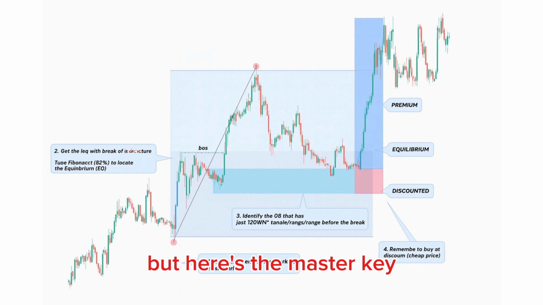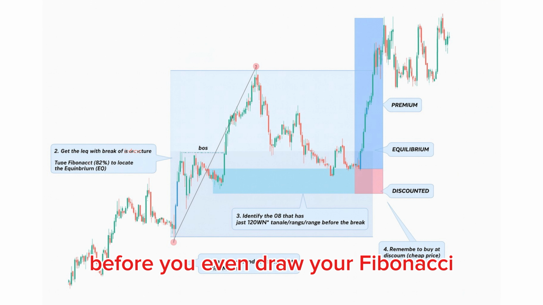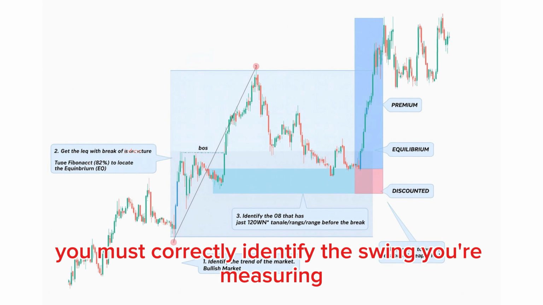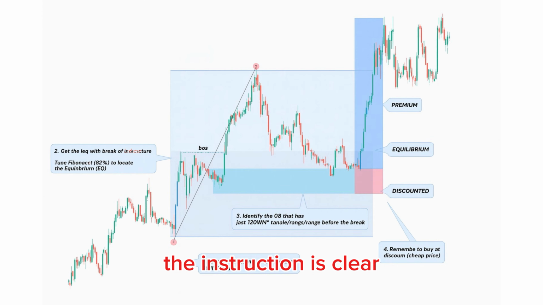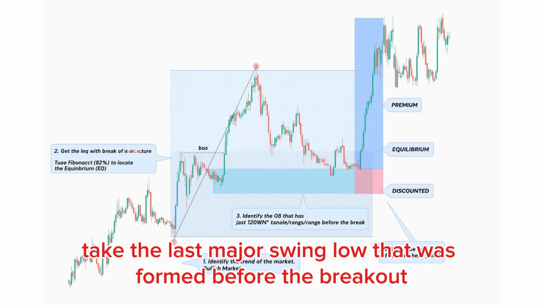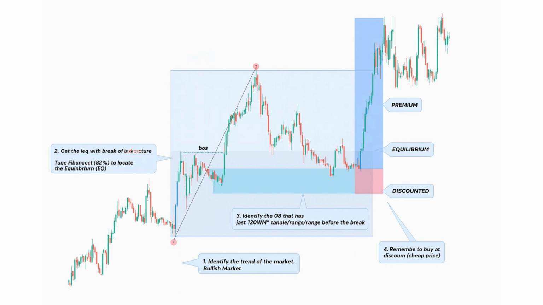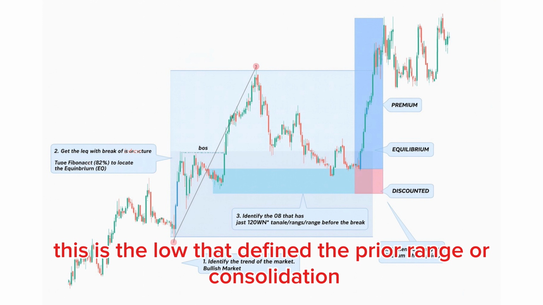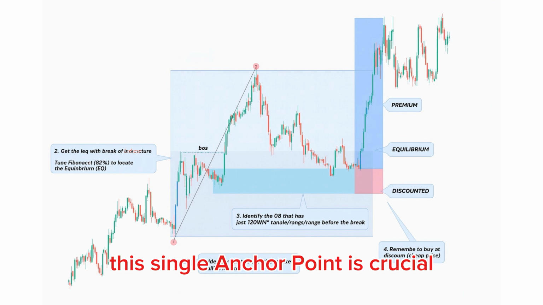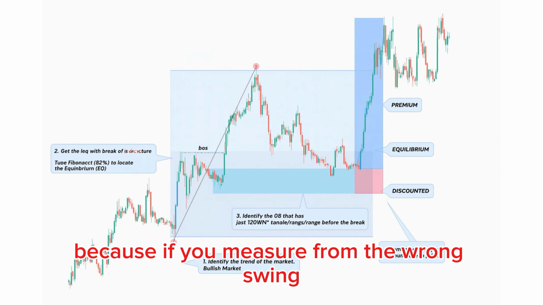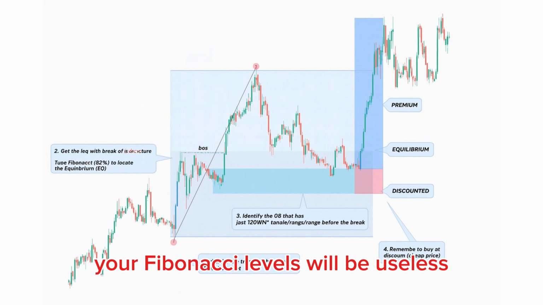But here's the master key, the most important new step. Before you even draw your Fibonacci, you must correctly identify the swing you're measuring. The instruction is clear. Take the last major swing low that was formed before the breakout. This is the low that defined the prior range or consolidation. This single anchor point is crucial, because if you measure from the wrong swing, your Fibonacci levels will be useless.